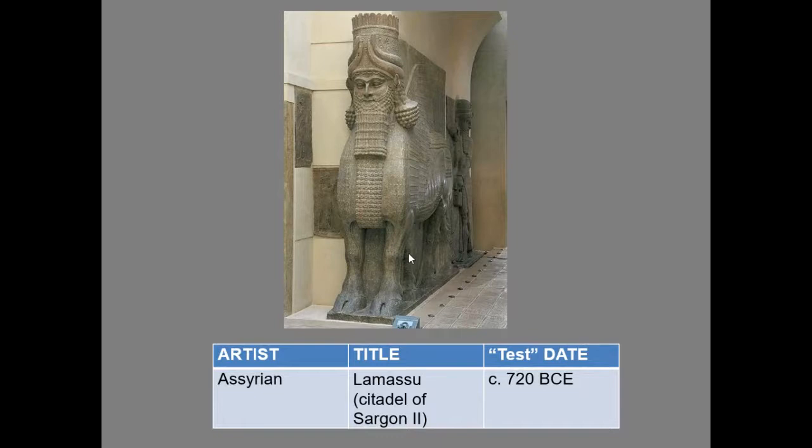As we move into the next phase of Mesopotamian culture, we have the rise of the Assyrians. And the Assyrians, of all of the Mesopotamian cultures we looked at, could probably be described as the most warlike or most war-focused. The Assyrian imagery very often is more violent than what we see in the artwork of the other cultures of Mesopotamia. So this is part of an entrance gate to the citadel of King Sargon II.